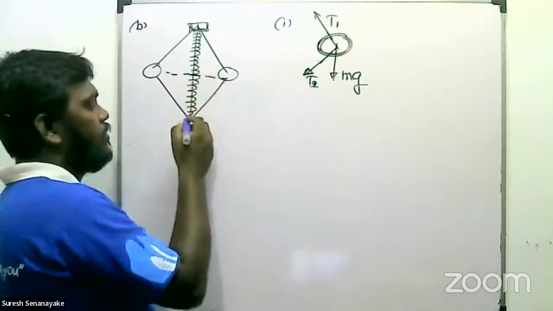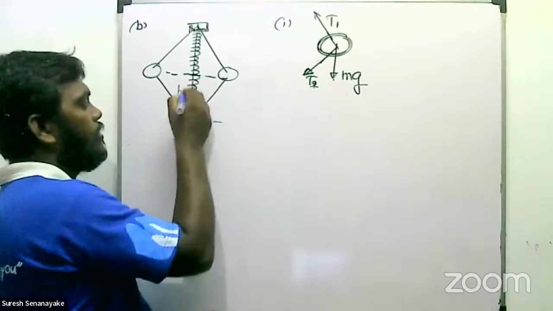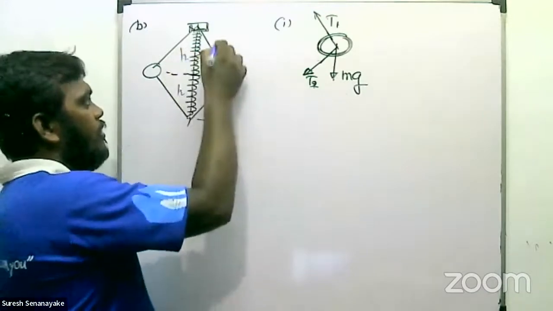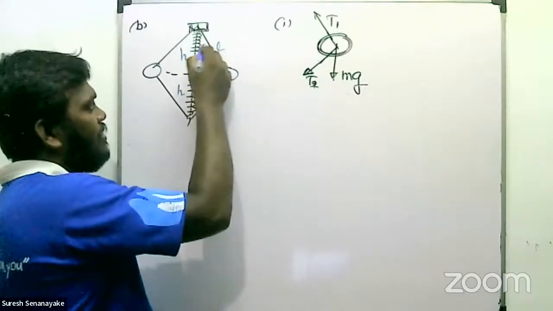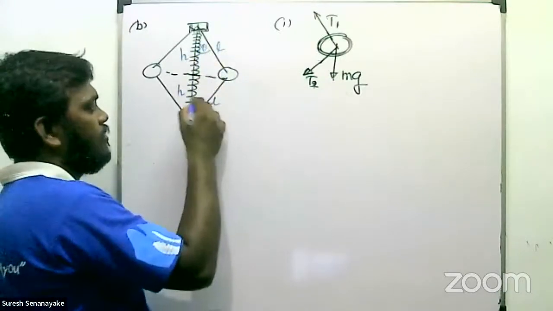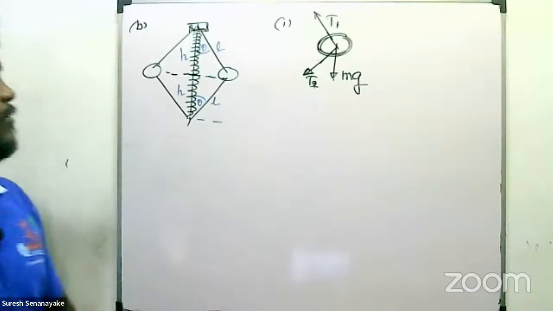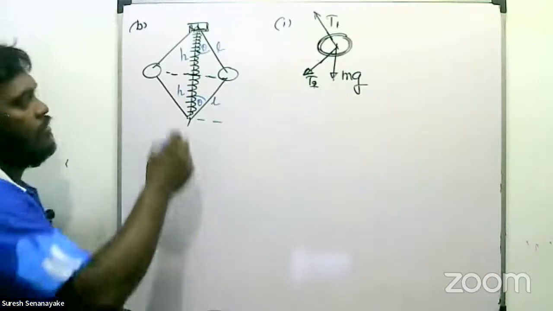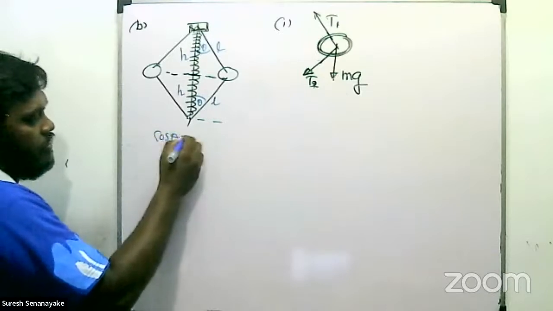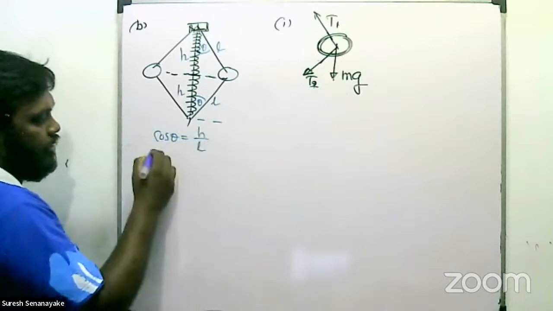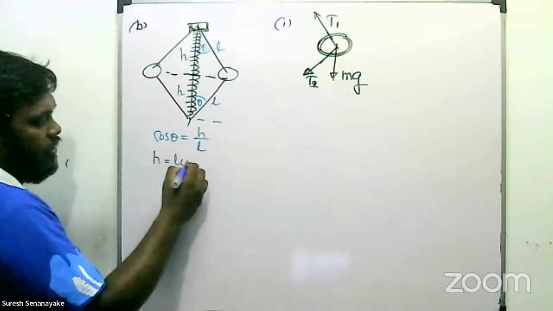So this side is given as H, this rod is L, and I will take this angle as theta. Then you can see that cos theta equals H over L, and then H equals L cos theta.